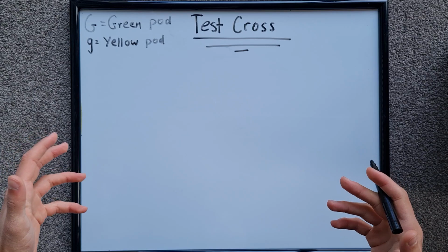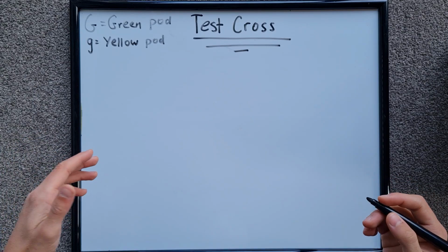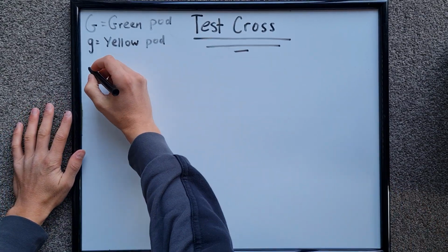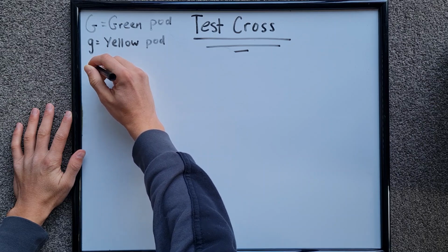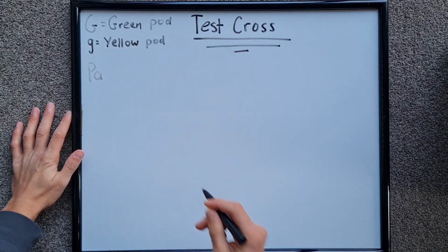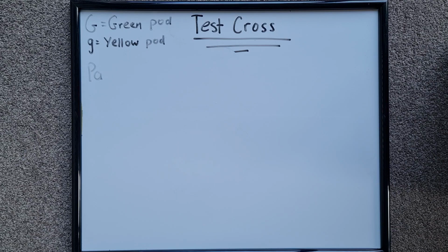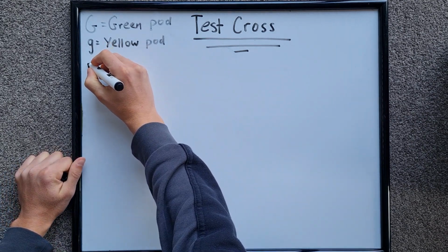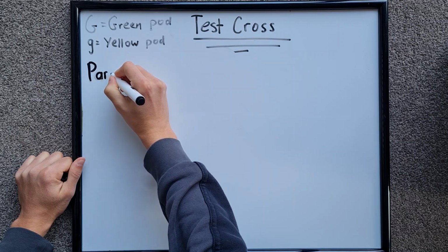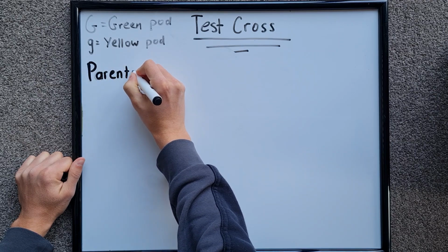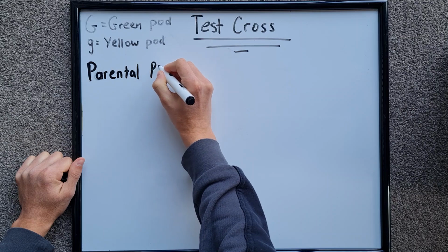So when we go ahead and we do our test cross, the first thing that we have to write down is the parental phenotypes.